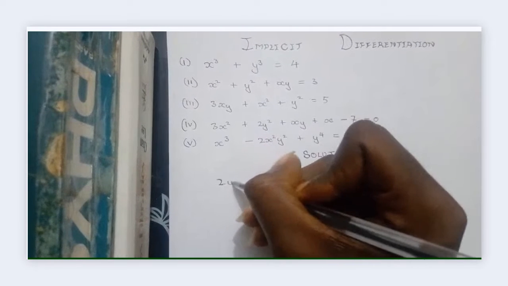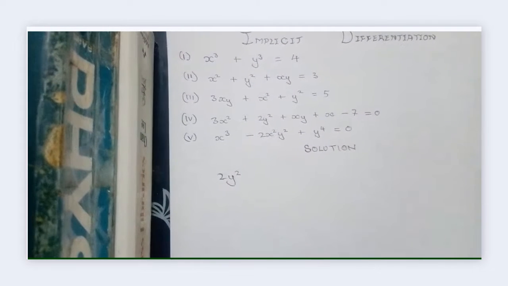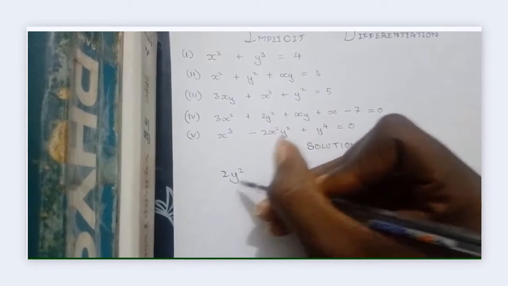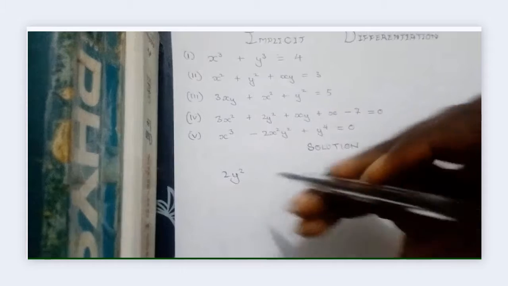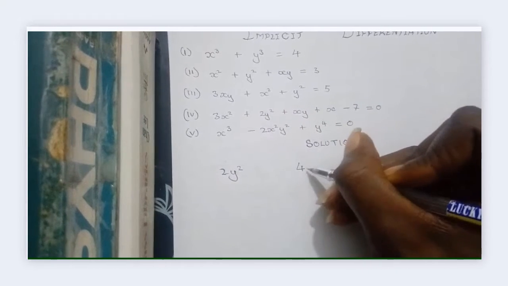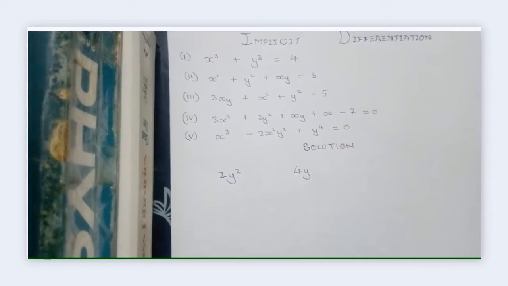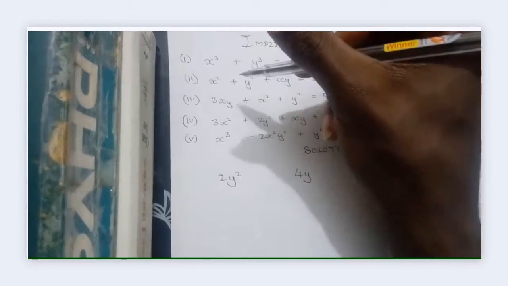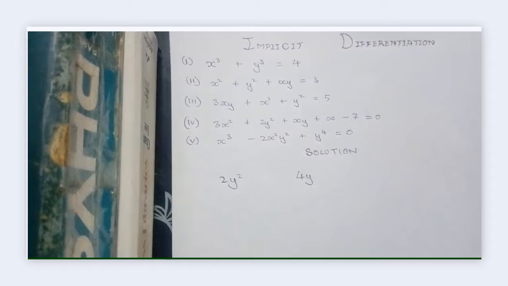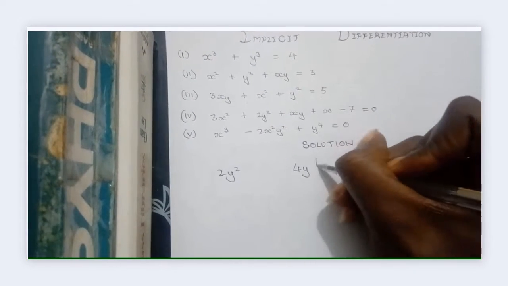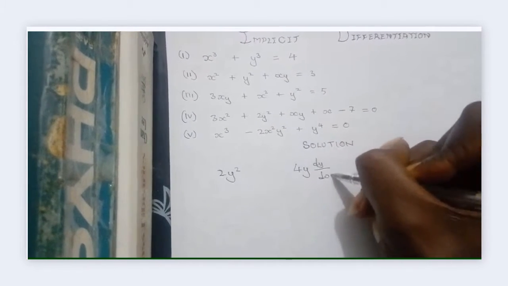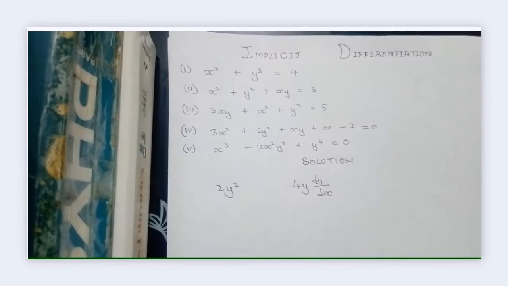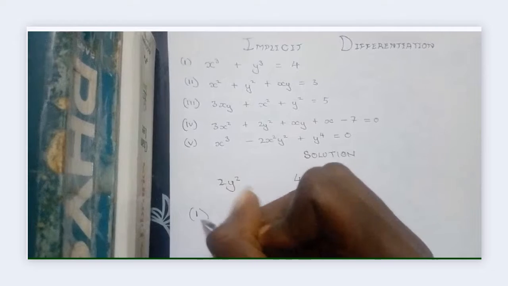Maybe you are asked to differentiate 2y. Normal differentiation of 2y would give 2, right? But it won't be just 2 as compared to x. To differentiate between x and y, you must include dy over dx when differentiating y. So for this, now let's check number one.